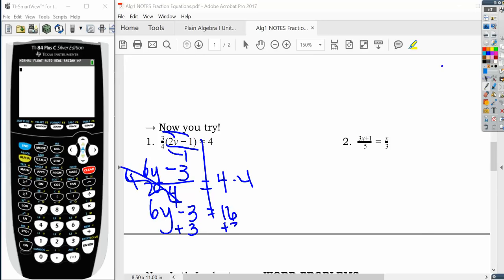I'm now going to add 3 to both sides. So I have 6y equals 19 and divide by 6. So y is 19 over 6.